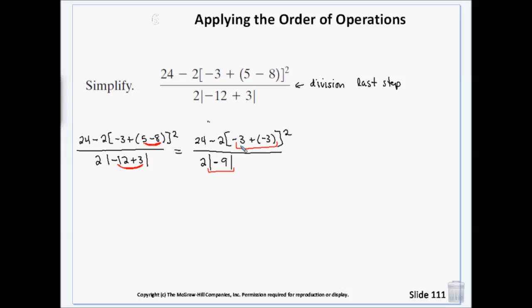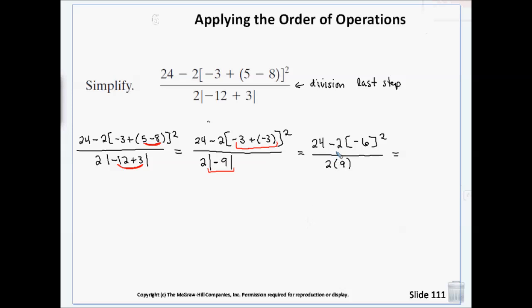So then on my next step, I'm going to do this negative 3 plus negative 3. Everything else will stay the same, but negative 3 plus negative 3 is negative 6. So that's all I changed. I took these two and put them together. And in the denominator, the absolute value of negative 9 is positive 9.